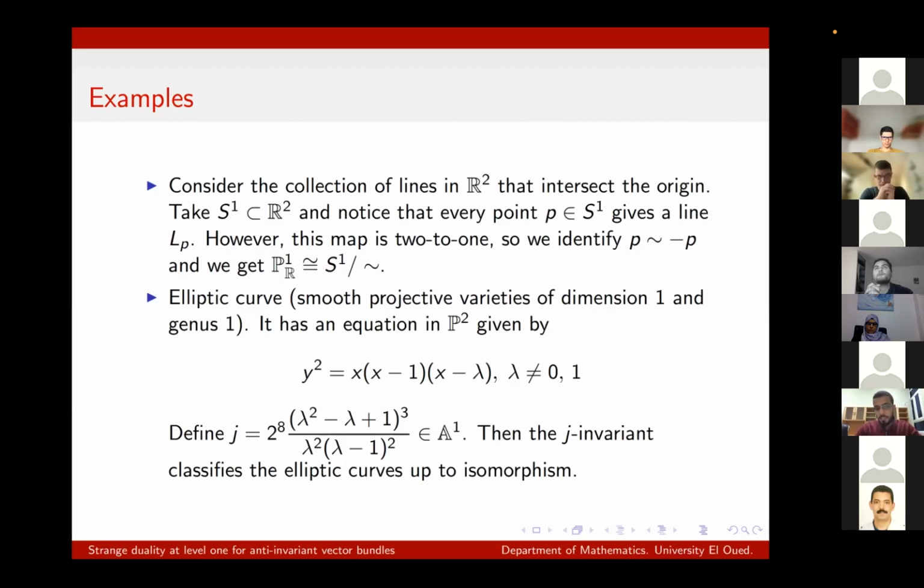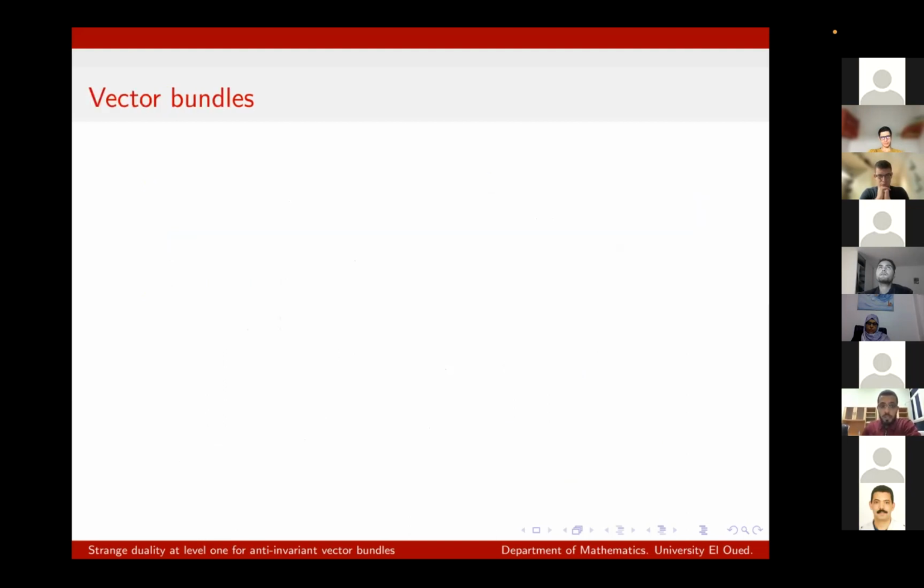The moduli space that we get in general classifies not just isomorphism classes, but we have to weaken the condition and consider other, more general equivalence classes, as we will see in a moment in the case of vector bundles. So in this talk, I should define what a vector bundle means, because the strange duality is defined on the moduli space of vector bundles. A vector bundle, you can think of it as a fibration by vector spaces.